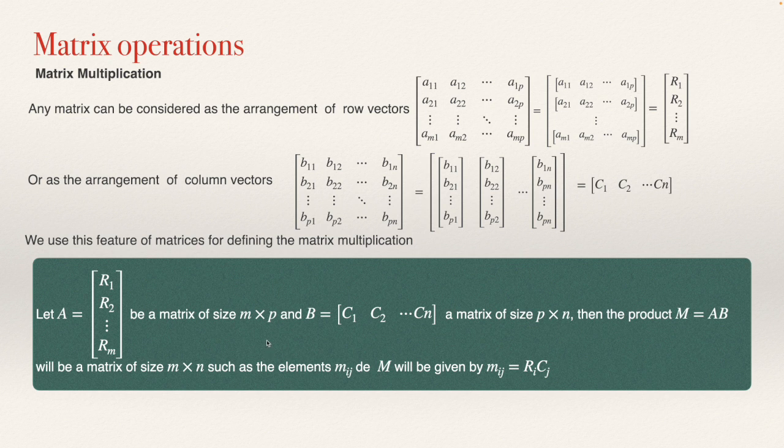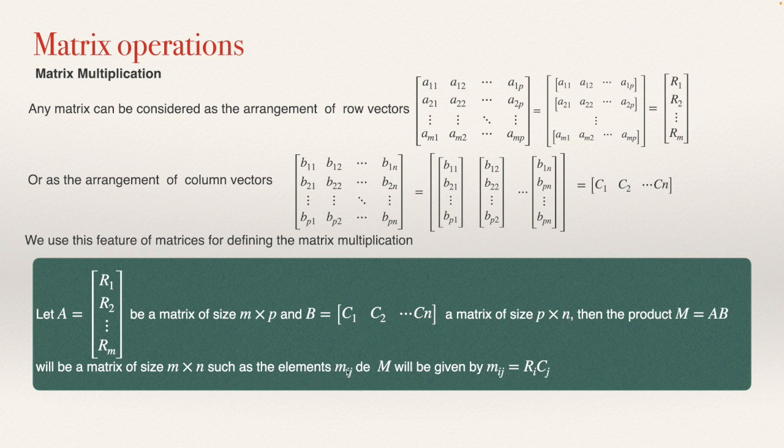This will be important. Look at this, p: the number of columns of the first matrix needs to be equal to the number of rows of the second matrix. Then the product, let's call it M, AB, will be a matrix of size m by n. This is important so far. We need to have that the number of columns of the first matrix is the number of rows of the second matrix. But also we know now that the answer will be a matrix of size the number of rows of the first matrix by the number of columns of the second matrix.